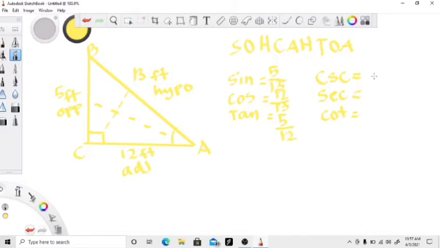Now let's start on the opposite side. Cosecant, CSC, is hypotenuse over opposite, which is 13 over 5. For sec or secant, hypotenuse over adjacent is 13 over 12. For cot or cotangent, adjacent over opposite, which is 12 over 5. Well, that's all about it.